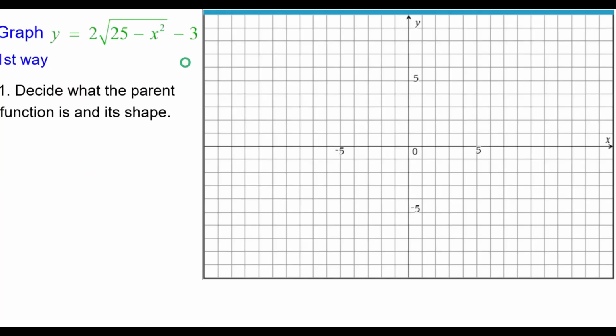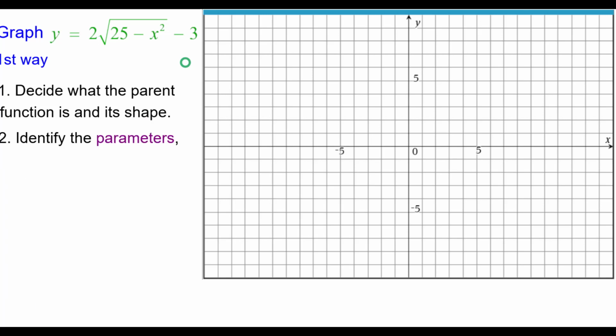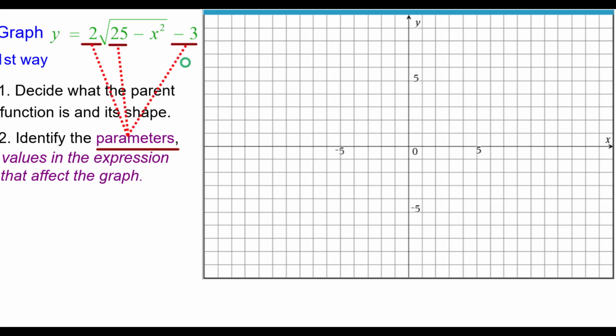First, decide what the parent function is and its shape. So this is y equals the square root of the quantity 25 minus x squared, which is a semicircle. We need to identify the parameters. These are values in the expression that affect the graph. And in this case, there are 3 different parameters. And how do they affect the graph?